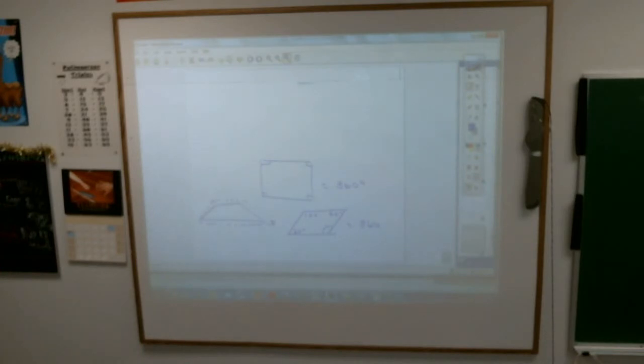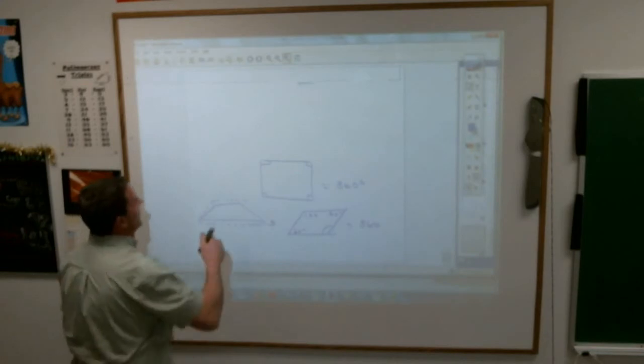All right, question for you. Practice letter B says an equilateral triangle is also an acute triangle. Is that true or false? An equilateral triangle is also an acute triangle. True or false? Why or why not?